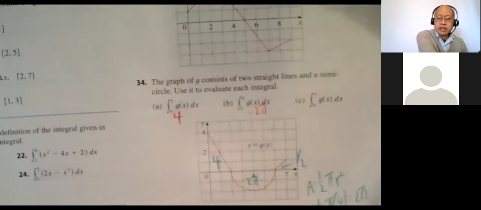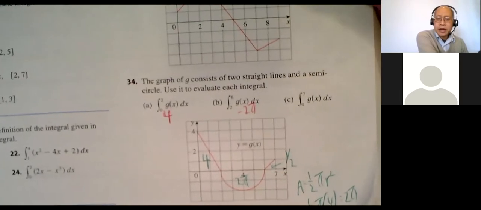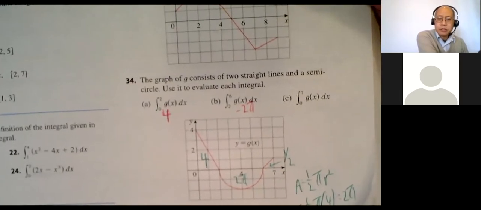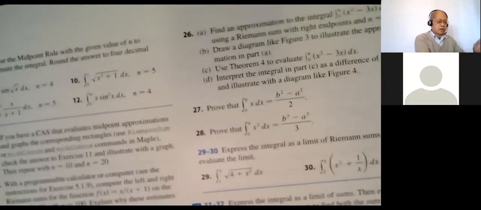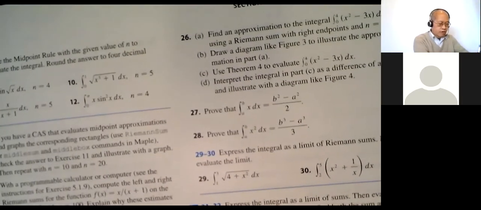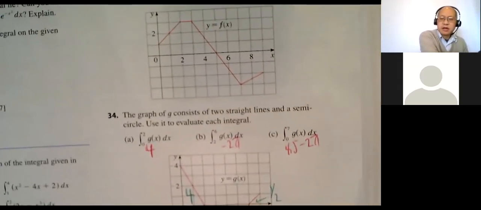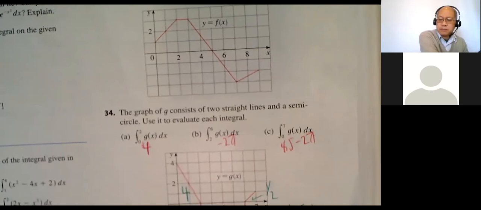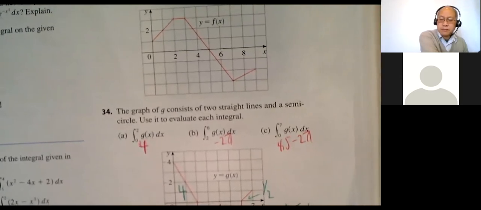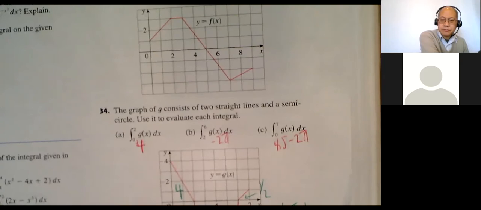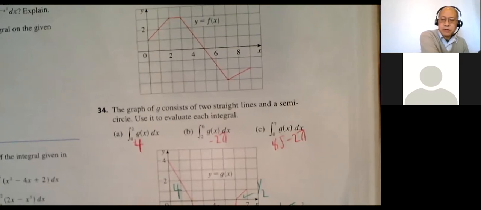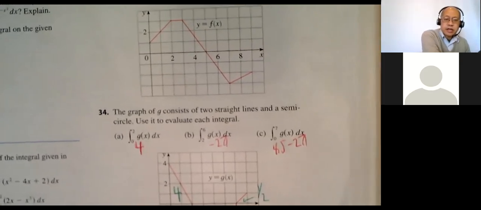Okay, so I take everything that's above, which is 4.5, and I subtract the part that's below, which is 2 pi. Okay, so I'm going to say 4.5 minus 2 pi is the answer to C. Okay. Okay, so that's how you do 34.